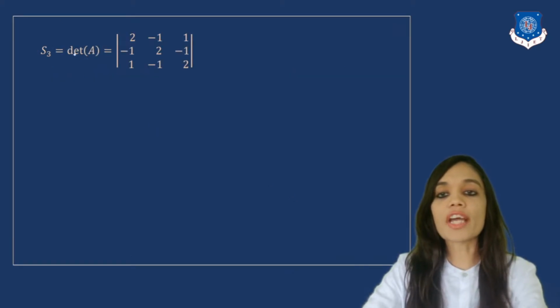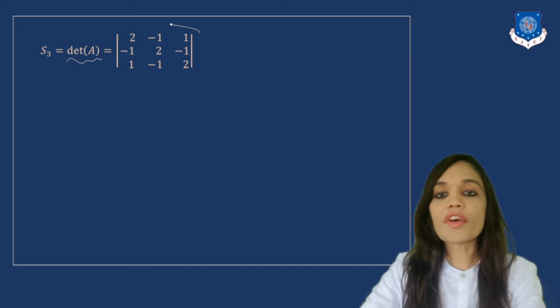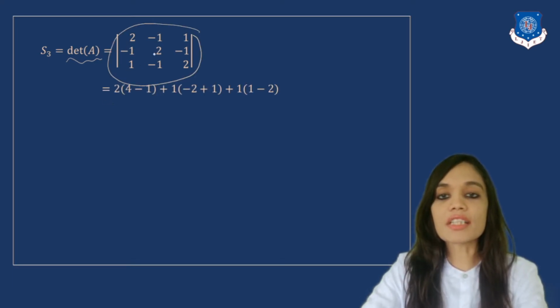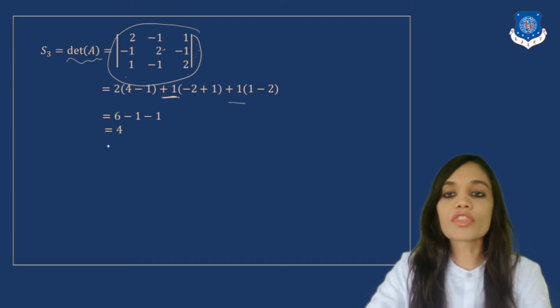Okay, now let us find the value of S3. So S3 is equal to the determinant of A, right? So let us find the determinant of the matrix A. Keep 2 as it is. Now you will get 4 minus 1, right? Plus 1 keep as it is. Now you will get minus 2 plus 1. And again keep plus 1 as it is. So you will get 1 minus 2. Okay, now simplify this. So you will get the answer of the determinant as 4. So the value of S3 is 4.